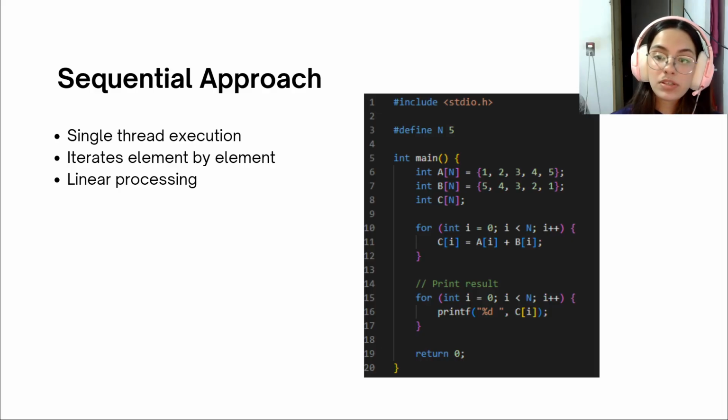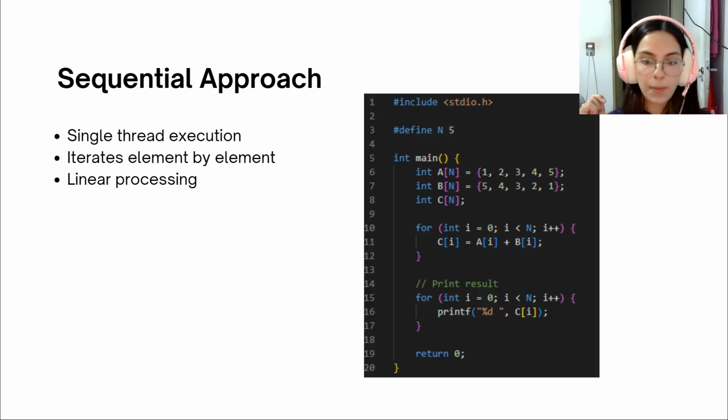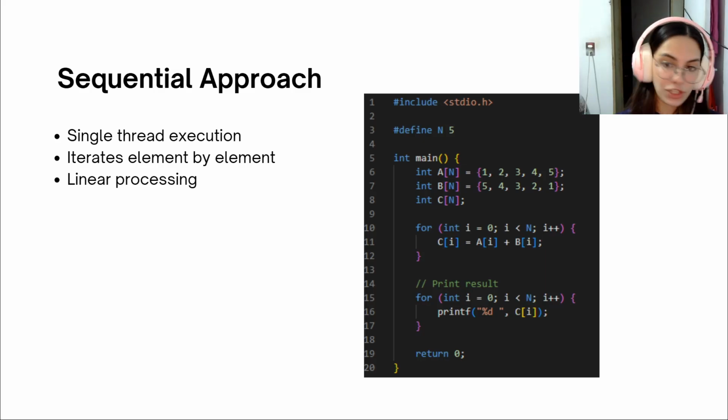However, it processes one element at a time, which means it does not take advantage of multiple cores. Because of that, it can become inefficient when dealing with large vectors. That is where the parallel approach comes in handy.